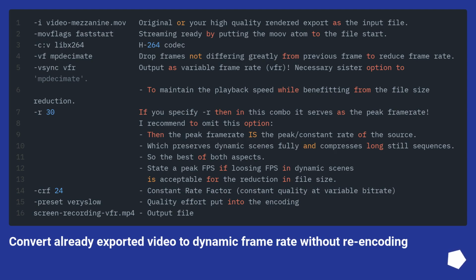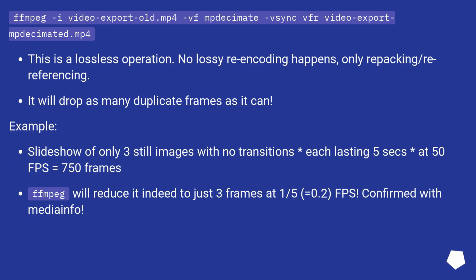Convert already exported video to dynamic frame rate without re-encoding: FFMPEG video export old.mp4, VF decimate, sync VFR, video export decimated.mp4. This is a lossless operation. No lossy re-encoding happens, only repacking and re-referencing. It will drop as many duplicate frames as it can. Example: a slideshow of only 3 still images with no transitions, each lasting 5 seconds at 50 fps equals 750 frames. FFMPEG will reduce it indeed to just 3 frames at 1/5 equals 0.2 fps. Confirmed with MediaInfo.